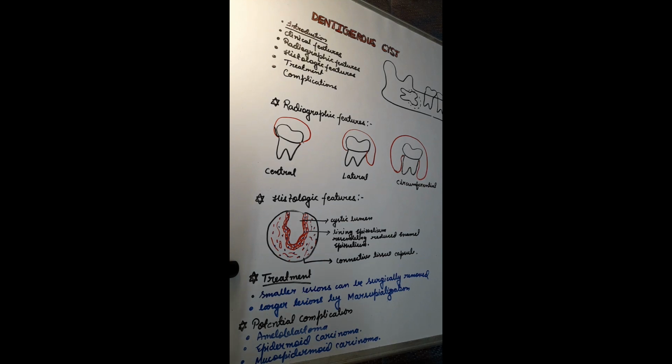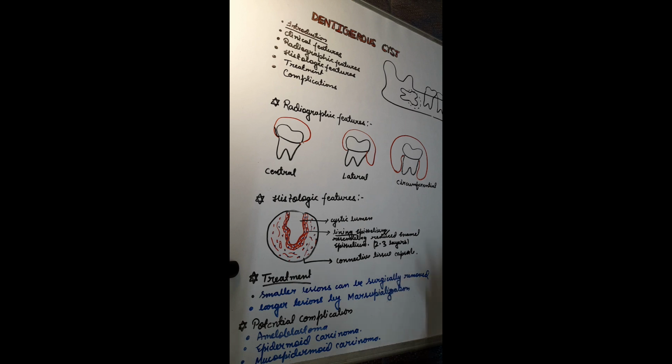Now about the histological features of the dentigerous cyst. Dentigerous cyst consists of a lining epithelium that is only 2 to 3 cell layers thick, and it doesn't contain any keratinization and any rete pegs, and it also contains the connective tissue capsule. It is the cystic lumen. It is surrounded by the reduced enamel epithelium that is only 2 to 3 cell layers thick, and it also surrounds the connective tissue capsule that contains the epithelial tissue also.